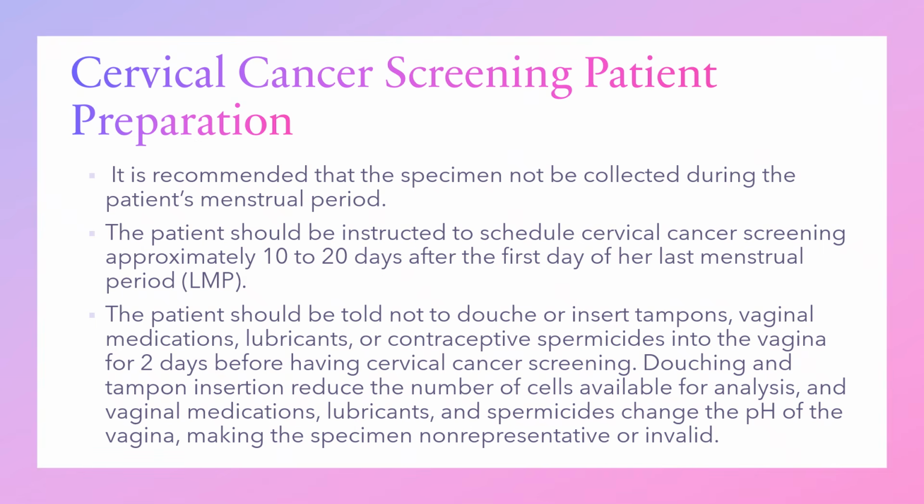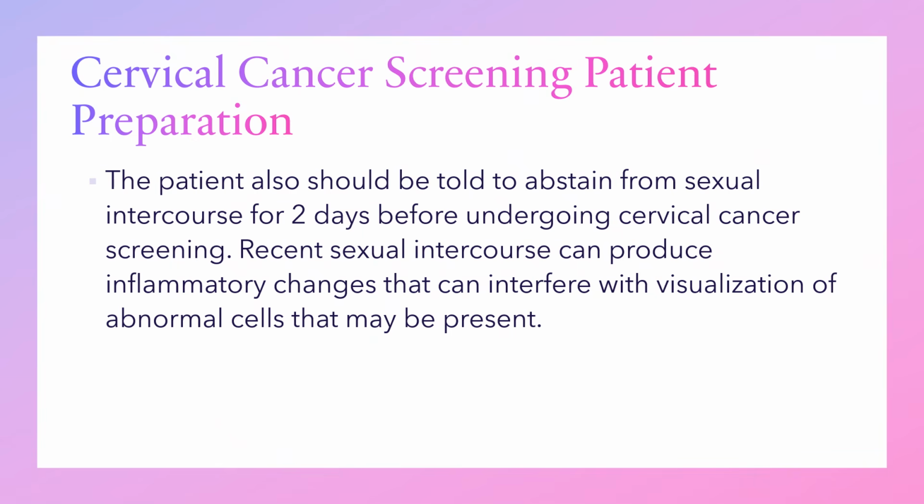Douching and tampon insertion reduce the number of cells available for analysis, and vaginal medications, lubricants, and spermicides change the pH of the vagina, making the specimen non-representative or invalid. The patient should also be told to abstain from sexual intercourse for 2 days before undergoing cervical cancer screening. Recent sexual intercourse can produce inflammatory changes that can interfere with visualization of abnormal cells that may be present. So tell them to keep anything and everything out of their vagina for a couple days before.